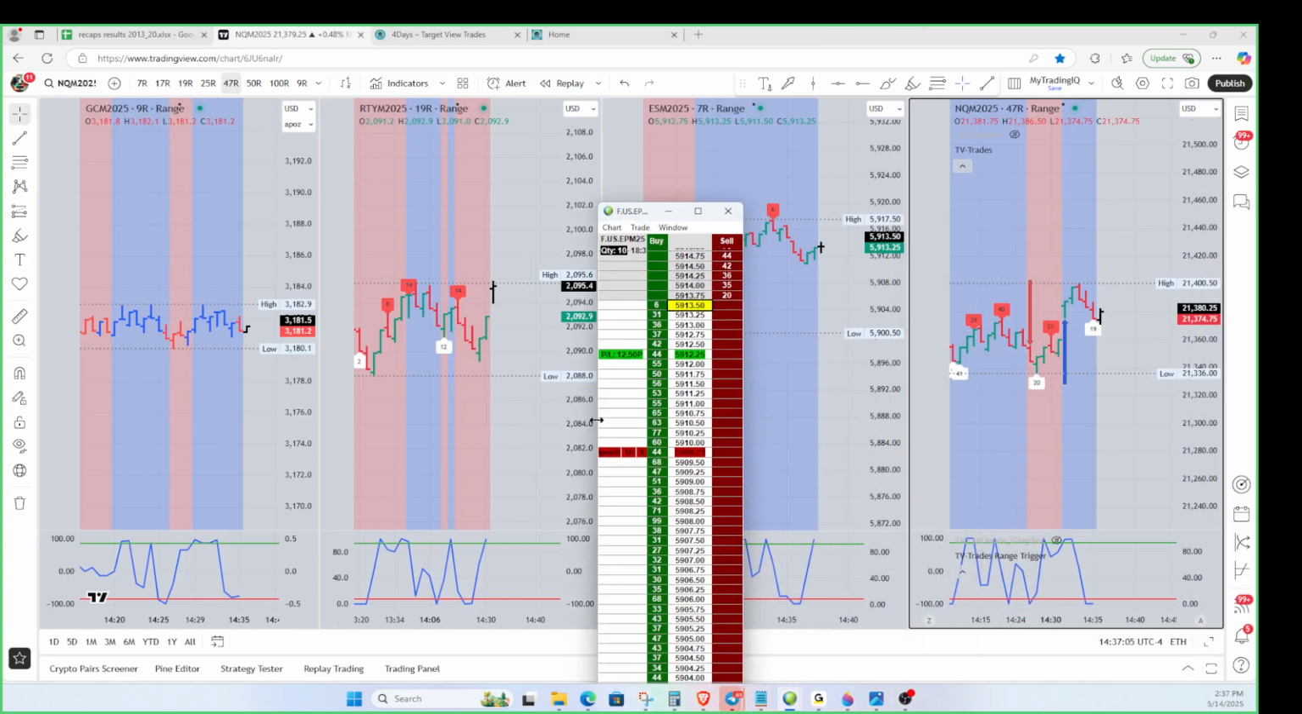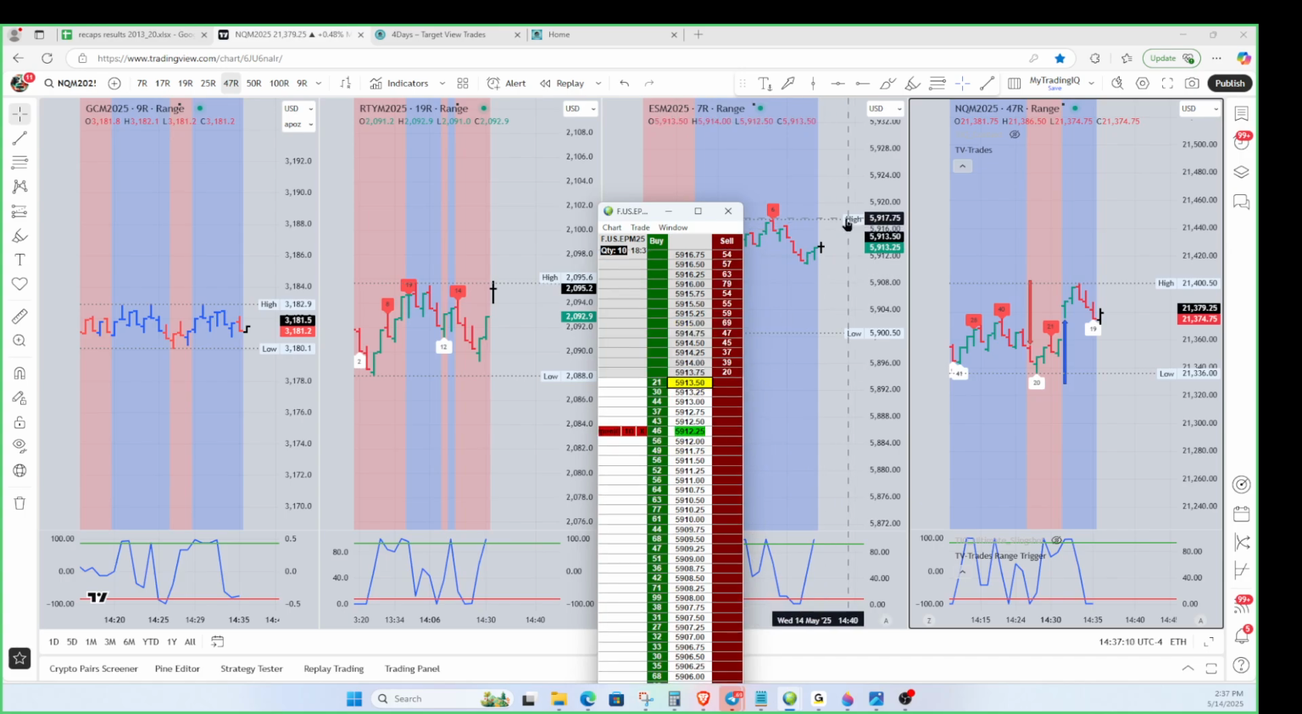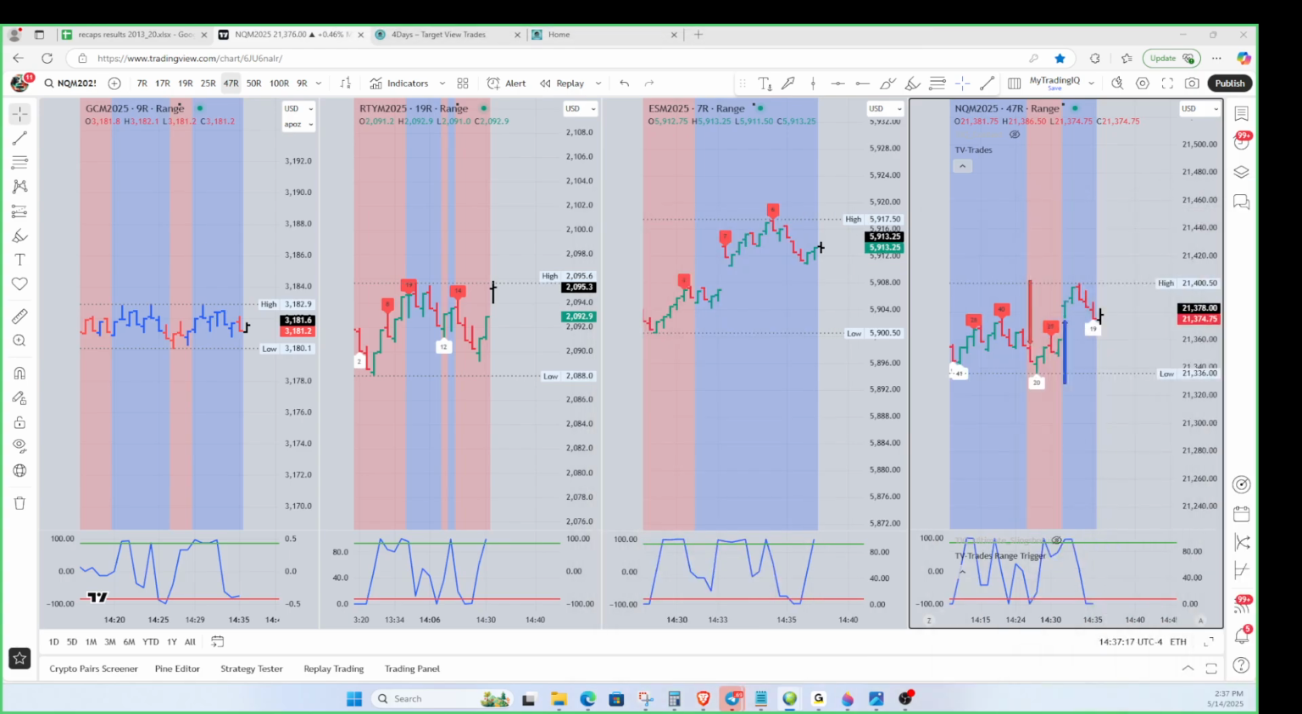Here's the ES trade. We're going to go to break even on that. It should get up to the prior swing high, but I think it's going to pull back, so I'm just going to lock in a couple of ticks, because I think it's going to pull back and fill that gap before it continues the trend at all.